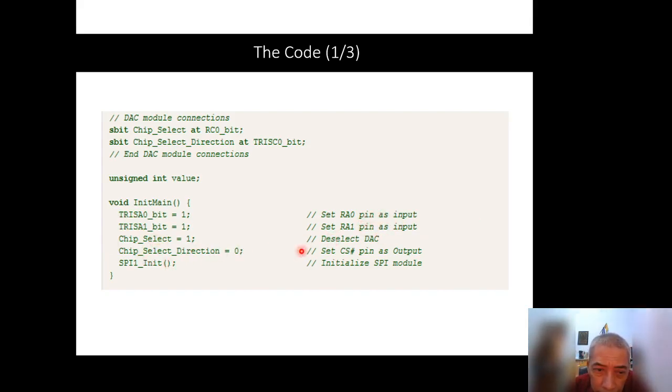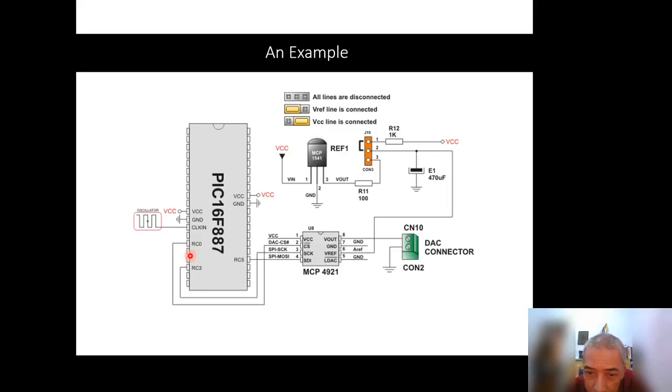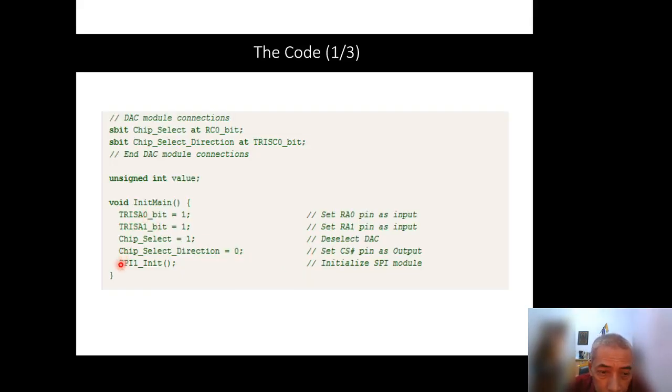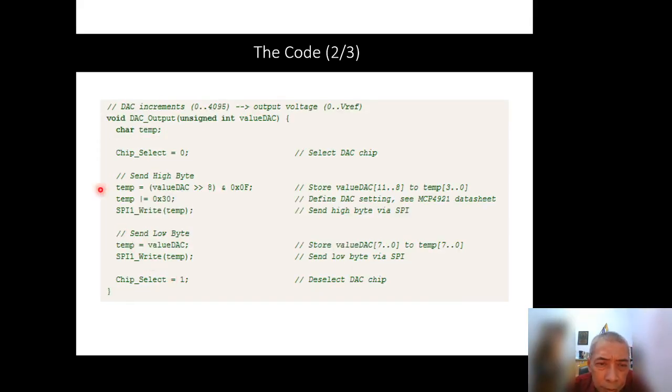Chip select is 1, deselect the chip. The chip select is active low, just like here. You can see that the CS is inverted, CS bar. So the CS itself is active low, not active high. If you use logic one here for chip select, it means deselect the chip. Chip select direction is 0, so the CS pin is configured as an output. Then SPI1 init initializes the SPI module. Chip select is 0, select the chip.